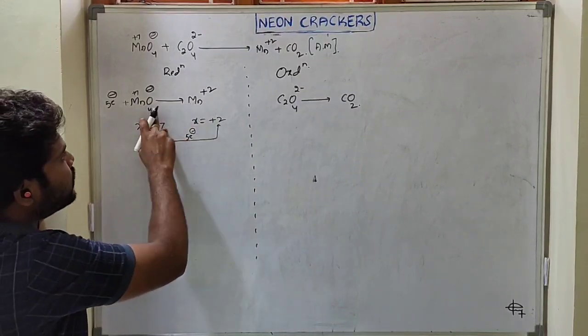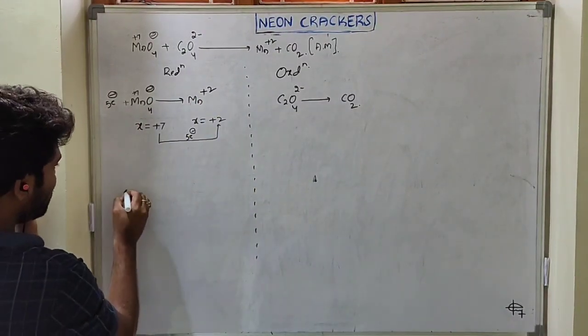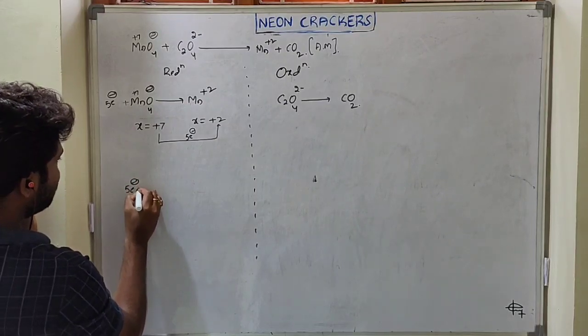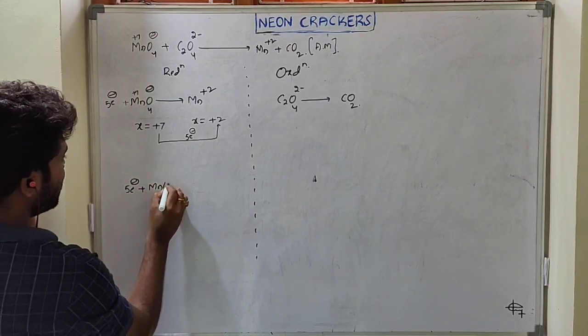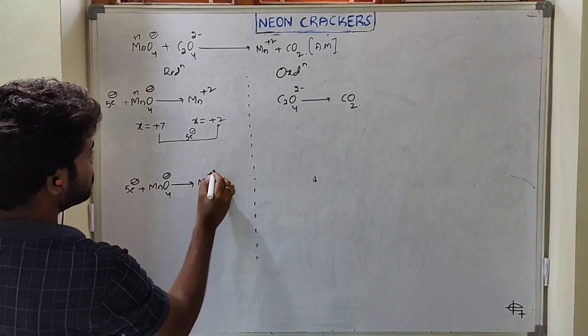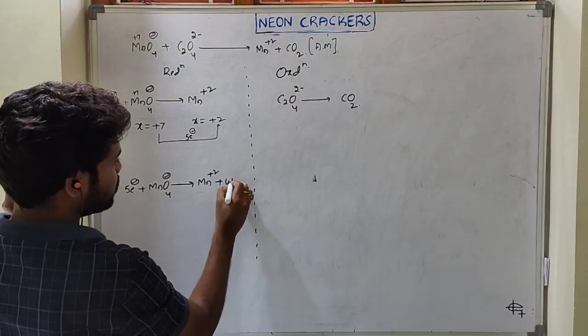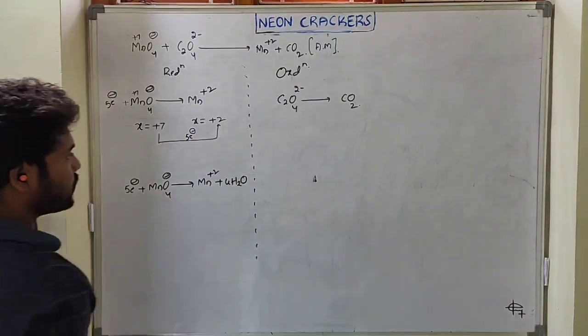So on the left side there are only 4 oxygen atoms, and on the right side there are no oxygen atoms. So how many water molecules do we have to add? MnO4 minus to Mn plus 2. So how many water molecules? 4 oxygen atoms, so we have to add 4 water molecules.